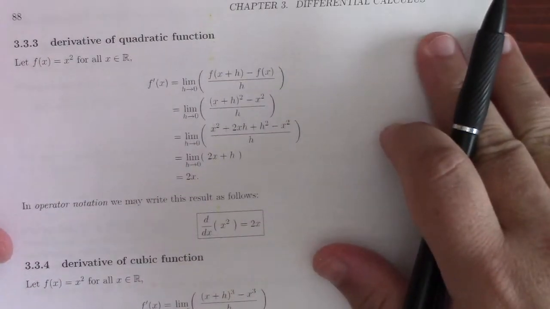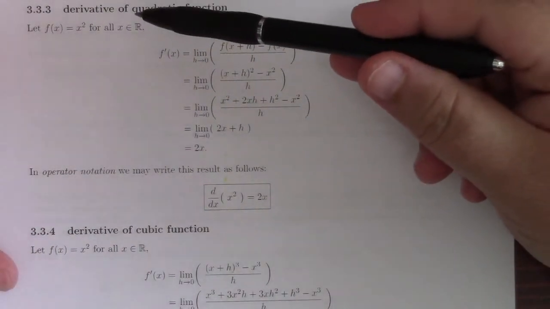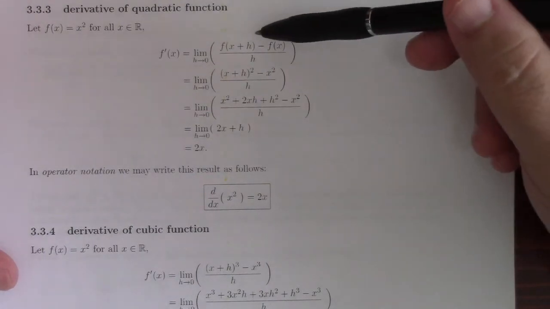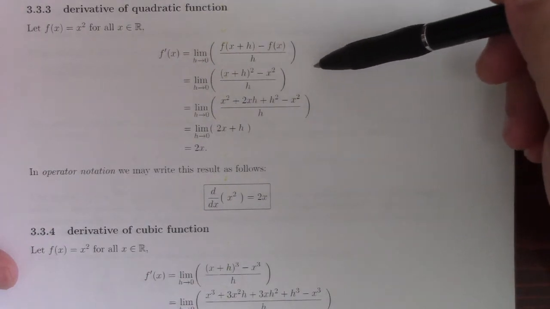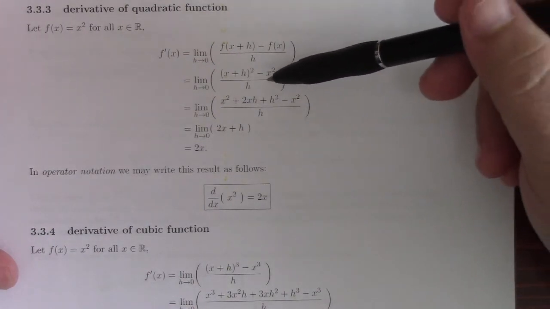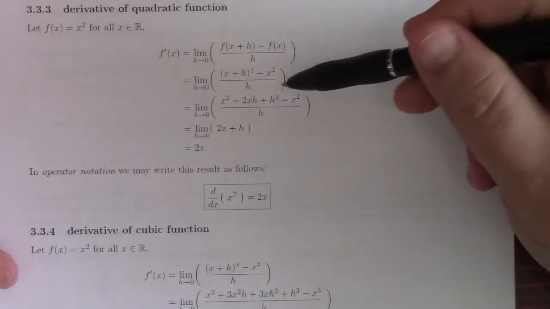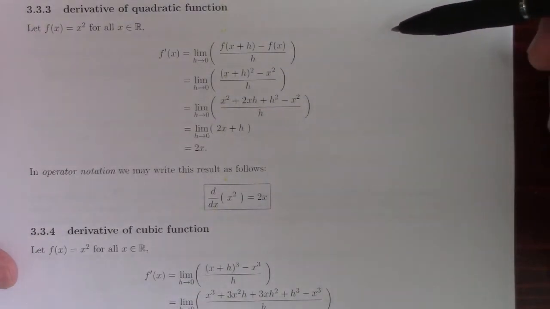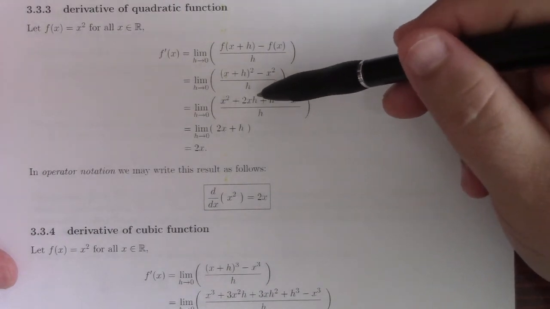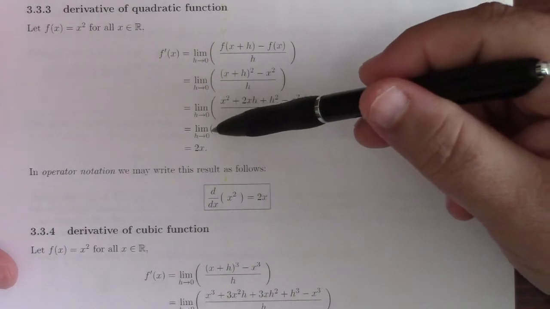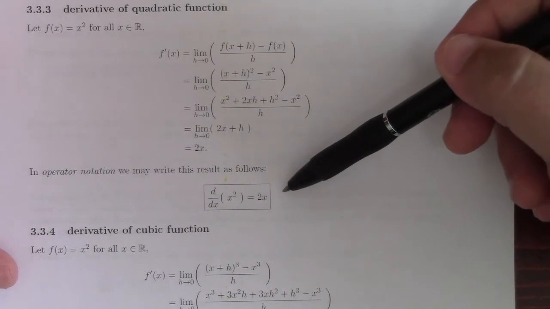The derivative of a quadratic function, f of x equals x squared. So x plus h squared minus x squared over h is the difference quotient here. Expanding x plus h squared, we get x squared plus 2xh plus h squared minus x squared. Of course, the x squared and the x squared cancel. That leaves us with 2xh plus h squared over h, which simplifies to 2x plus h. As h goes to 0, that just gives us 2x. So the derivative with respect to x of x squared is 2x.